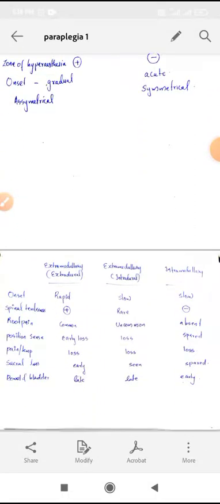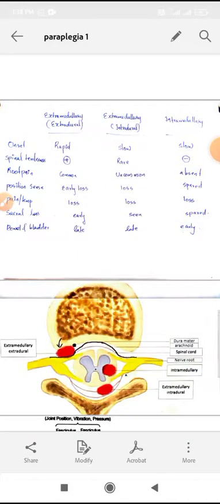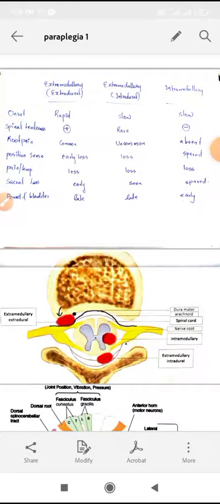Next, if we find that it is a compressive cause, then we have to find whether it is an extramedullary or an intramedullary cause. We know that extramedullary can be intradural or extradural. So we have to differentiate which is intradural, which is extradural, and which is intramedullary. Now see, intramedullary is inside. Here, this is the intramedullary cause.